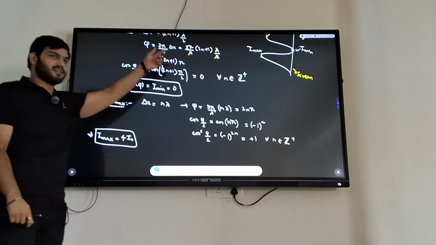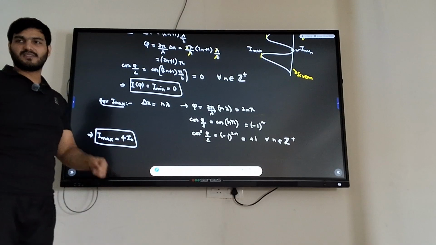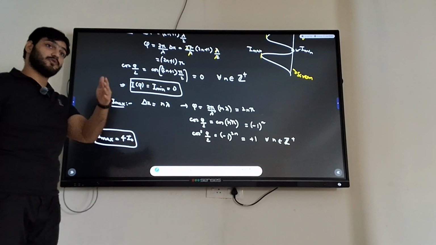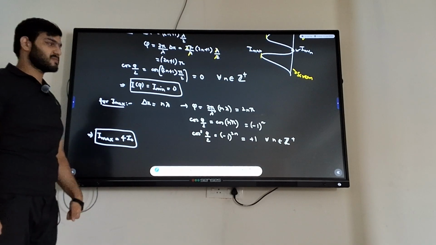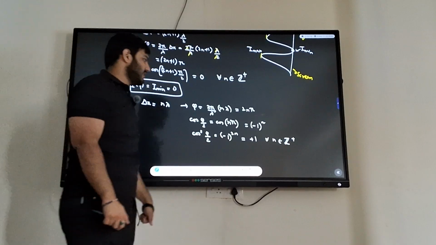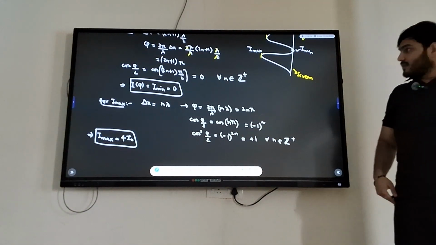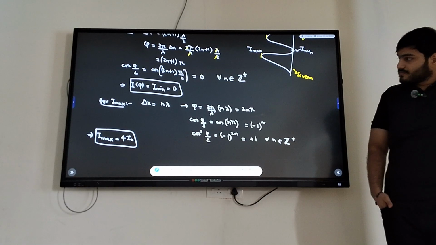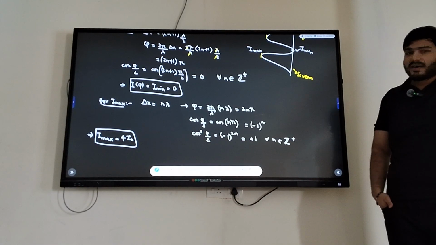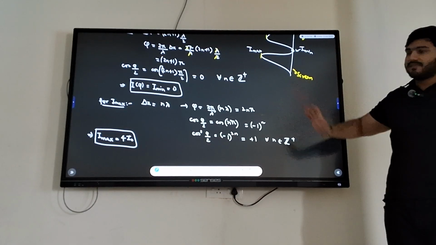Actually, I did not have to do all this trouble. I could have directly written cos square ranges from 0 to 1. But let it be. So these are the maximum and minimum intensity that you find, and this is the intensity function.